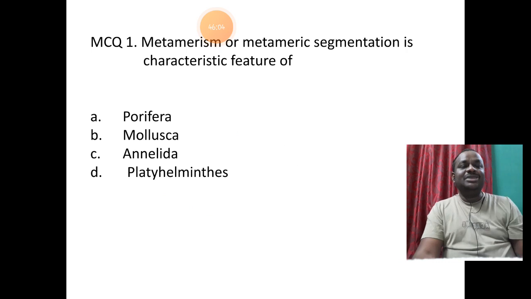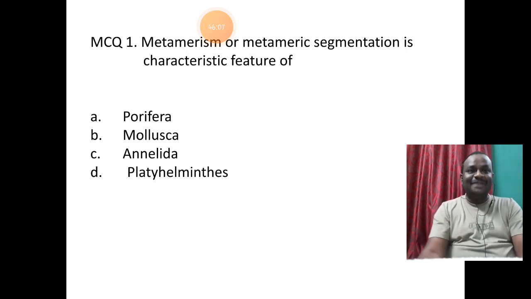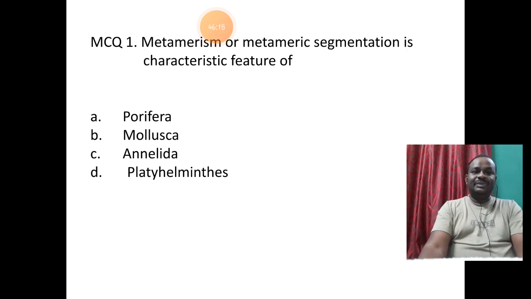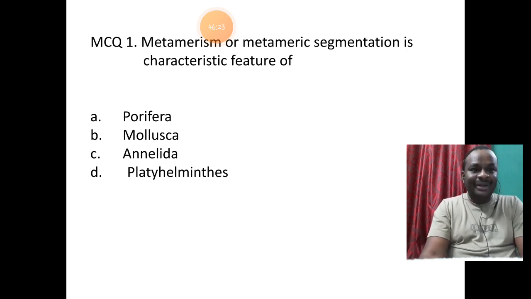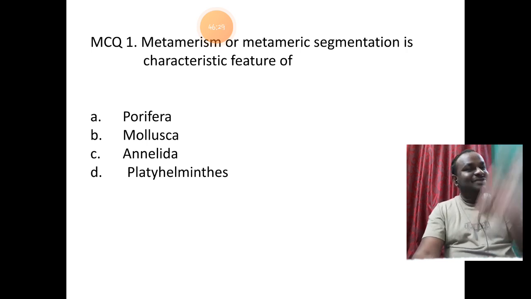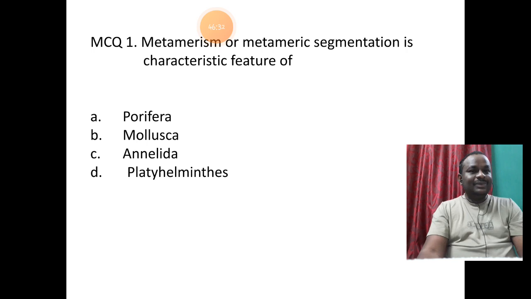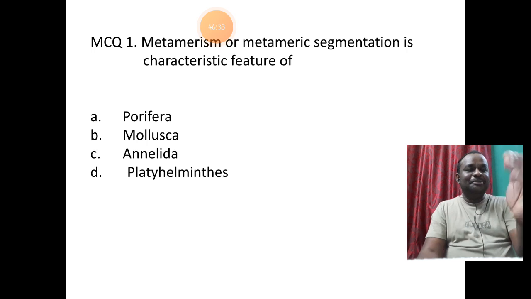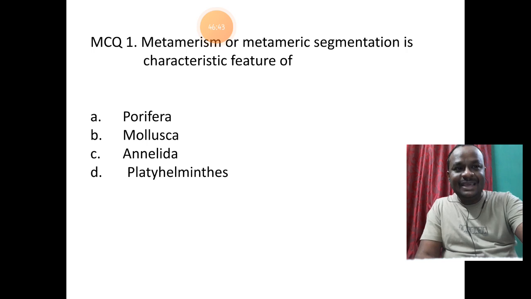Well students, we shall now test how much we have exactly understood the concept of phylum Annelida general characters, classification up to classes with the examples related to it. Question 1. Okay, this is through MCQs. Metamerism or metameric segmentation is the characteristic feature of which of this group of organisms here? We don't find the transverse grooves and septal formation in Porifera, Mollusca and Platyhelminthes. It is only in Annelida. So answer should be C, Annelida.